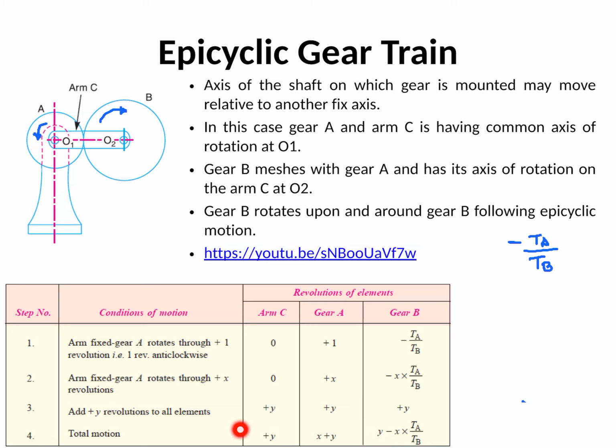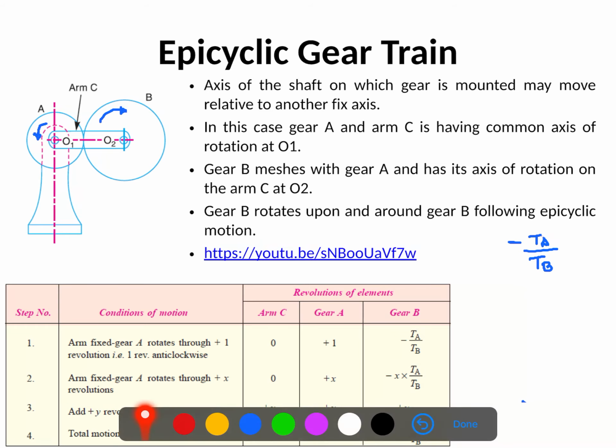From this expression what we come to know is that there are unknowns, x and y. If any two values of these are known, then the third value can be found from this equation. So if two values are known, the third value can be calculated for the epicyclic gear train. These epicyclic gear trains are generally used in automobiles, in hoists, in pulley blocks, or in the differential of the automobile.